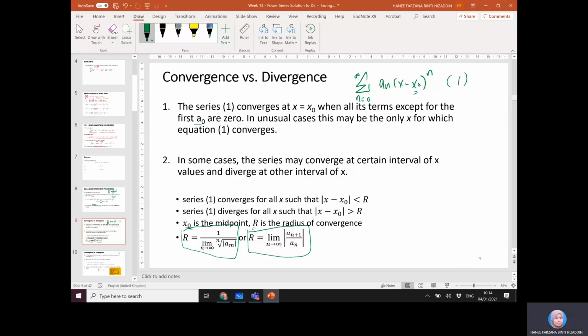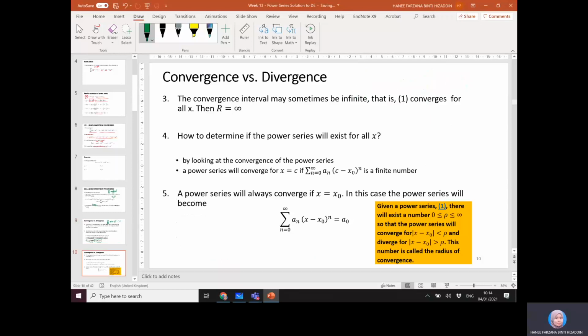So the convergence interval may sometimes be infinite because sometimes the series 1 converges for all values of x. Then we say that the radius of convergence is infinite, infinity. There are no certain values or limits when the series will converge. It just converges for all x, all values of x.